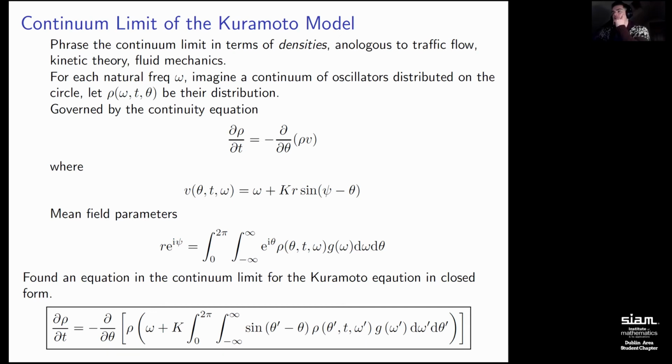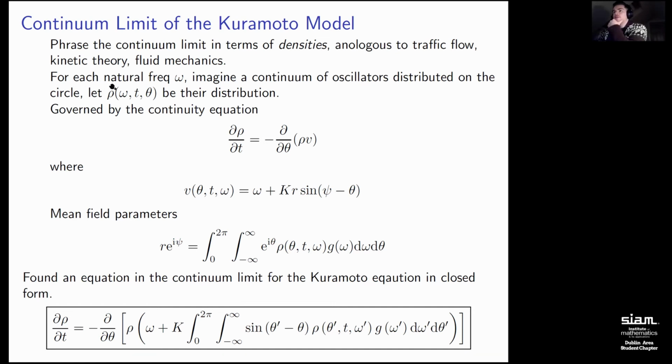And he actually discusses this in the paper. It wasn't obvious to them initially, when he started working on it, how you would even go about phrasing the problem. But anyway, they managed to come up with an idea, and the idea was to phrase it in terms of densities, right? It's kind of analogous to how you would think of modeling traffic flow. You have this kind of continuum, and you've seen this in kinetic theory and fluid mechanics.